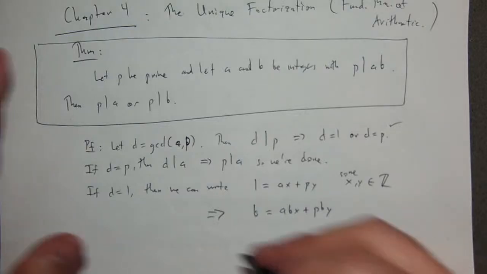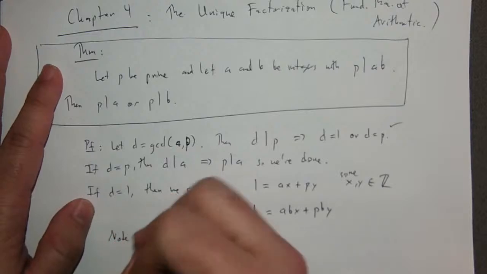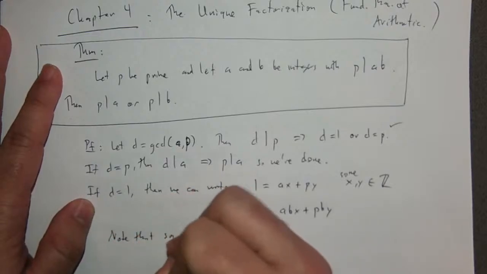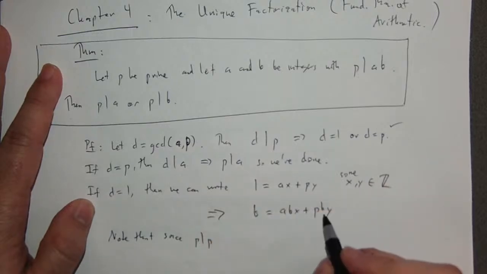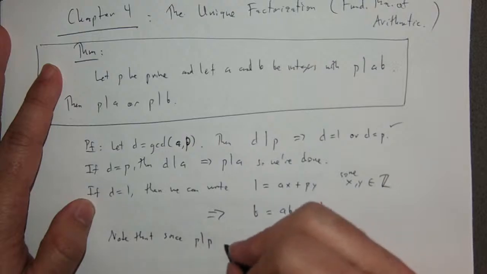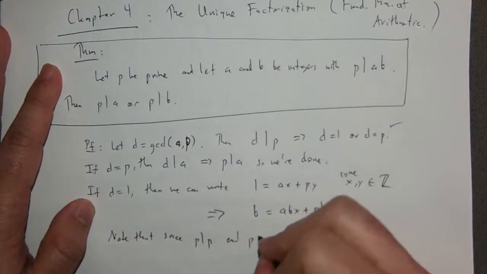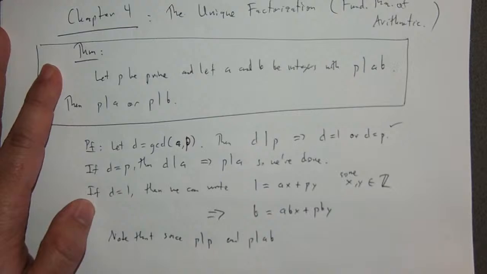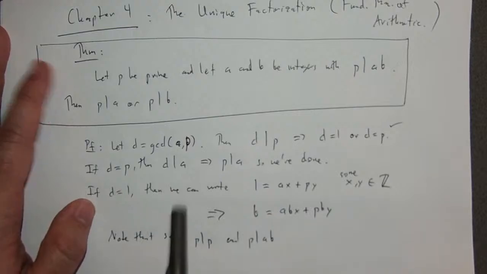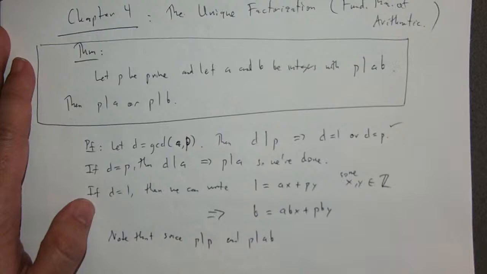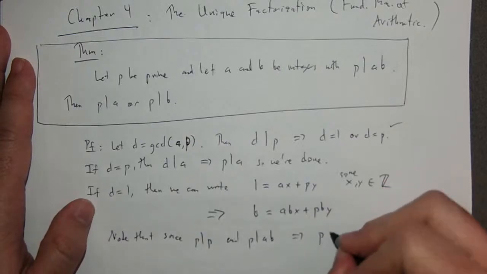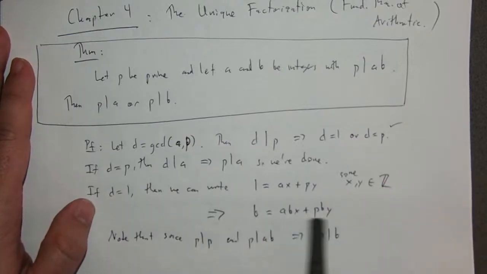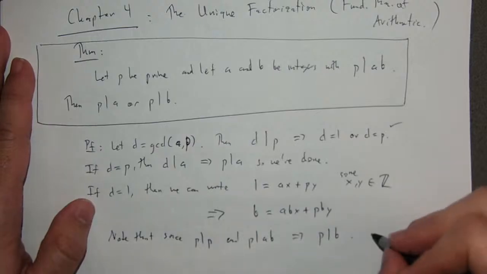Well, note that since P divides P, trivially, it divides this term in the linear combination, and P divides AB, right? This is the assumption. We are assuming P divides AB. So P divides AB, so it divides this term. P divides P, so it divides this term. This implies P divides B, since B is a linear combination of those. And so I'm done.